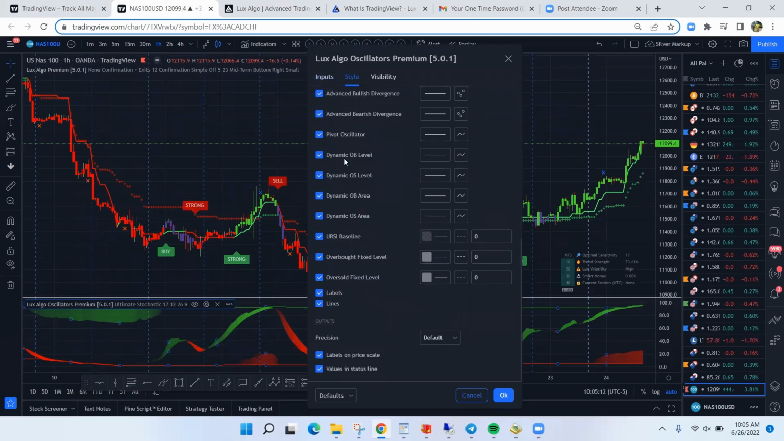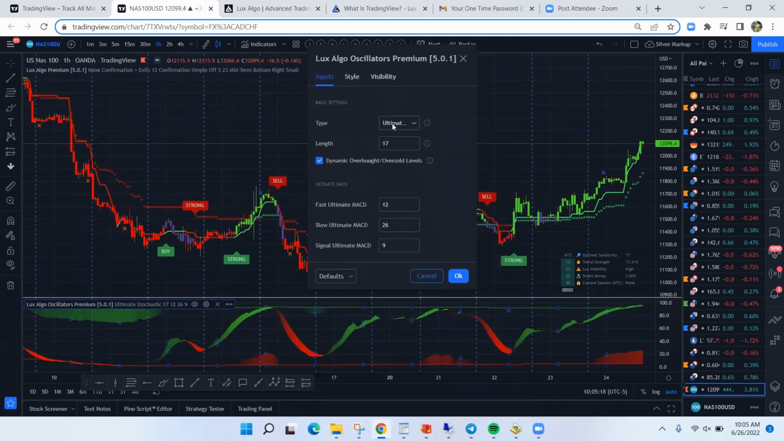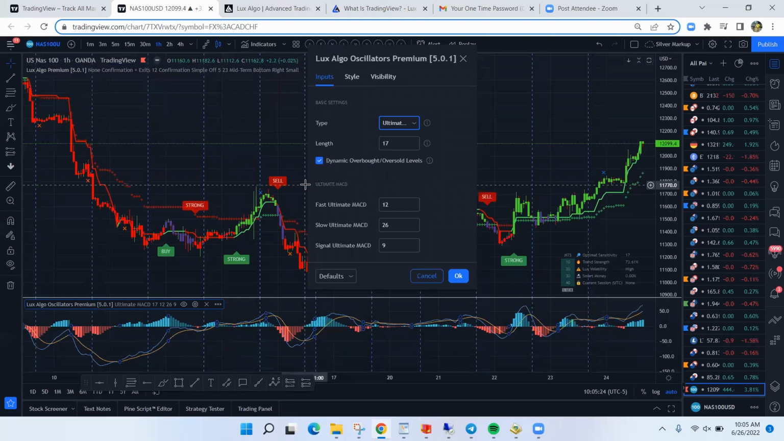You can kind of change it up, overbought levels. You can see it's dynamic here. You can literally do different things. You have the ultimate stochastic, you have the ultimate MACD. The MACD is going to show you, just based off a trend, where things are going. I like the ultimate RSI.